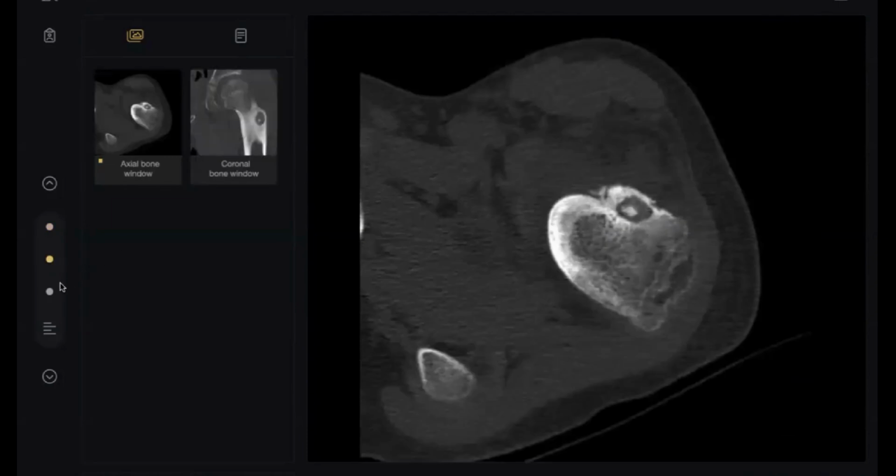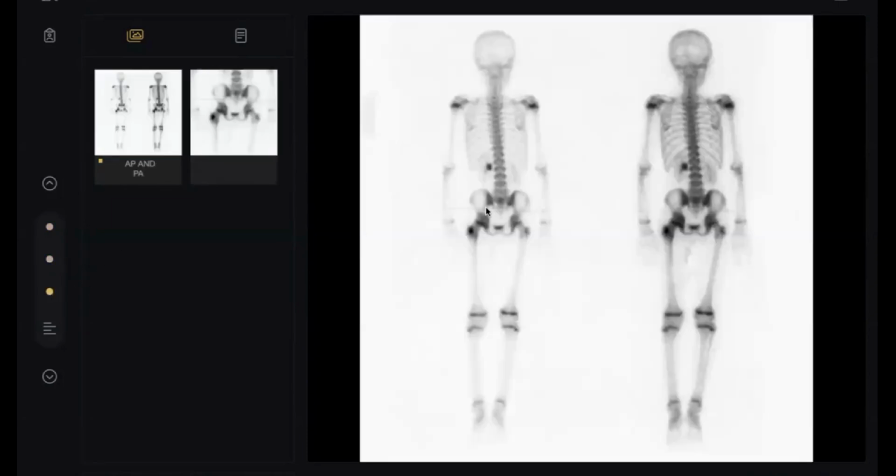The most important, talk about this one. Yes, I have been presented with a bone scan for the same patient. I can see that there is increased uptake. Static or dynamic? This is static, because we have dynamic in the bone scan.